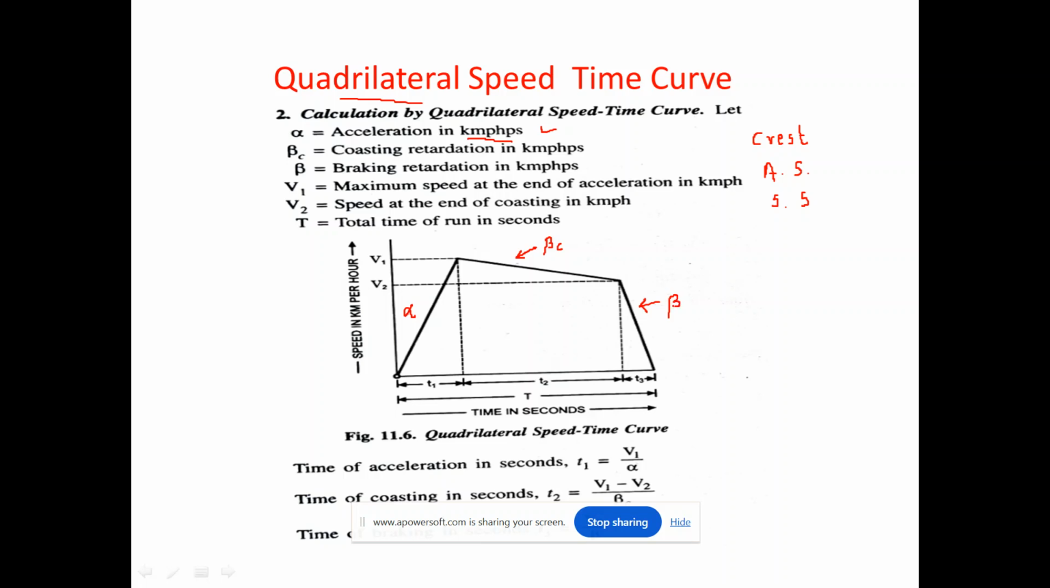So these acceleration and retardation in various phases are given, and two speeds. The maximum speed, this is what we are interested in, the crest speed, the maximum speed at the end of acceleration in kilometer per hour. This is the v1 value, the maximum speed attained during acceleration. And after coasting, the speed which has been reached is v2. And one more parameter, that is the time between start and stop of the vehicle.